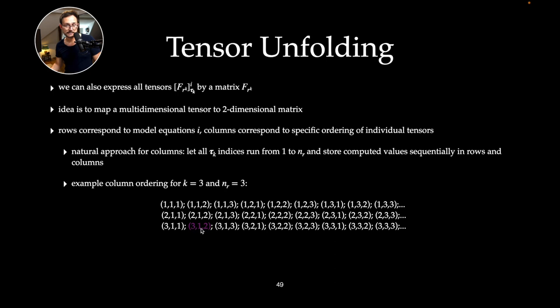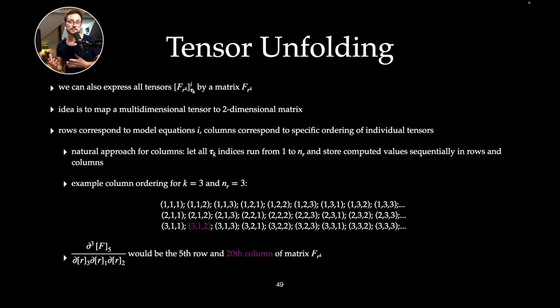Say this entry right here, the fifth row of this matrix and the 20th column of this matrix. This would correspond to the partial derivative of the fifth equation with respect to the third variable first, then to the first variable, and then to the second variable. So I'm storing the individual tensors in a very specific way in a matrix, and this is what is known as tensor unfolding. There are different ways to map tensors into two-dimensional matrices. This one right here is very useful for our purposes.